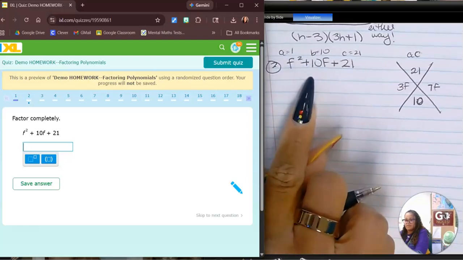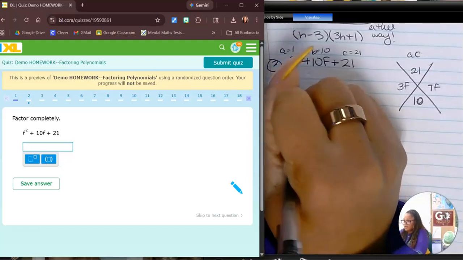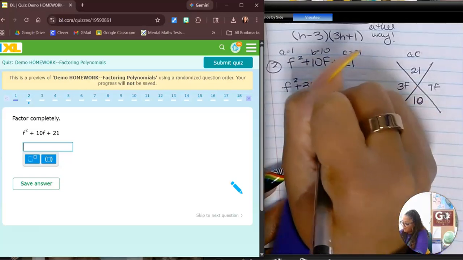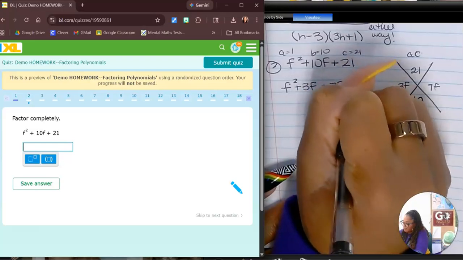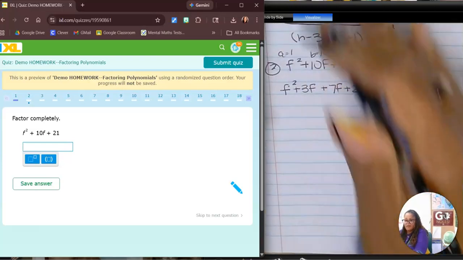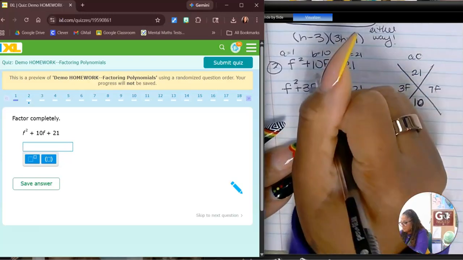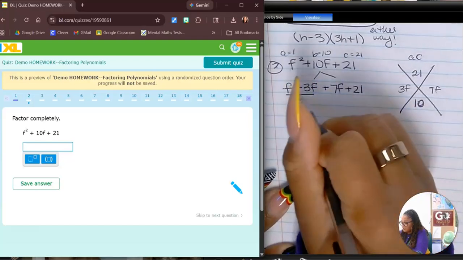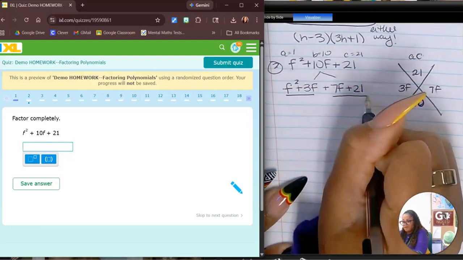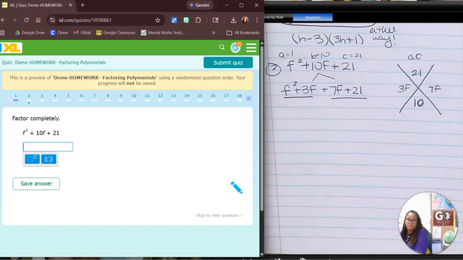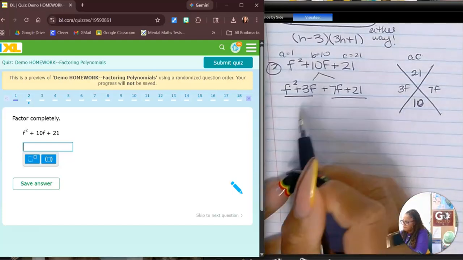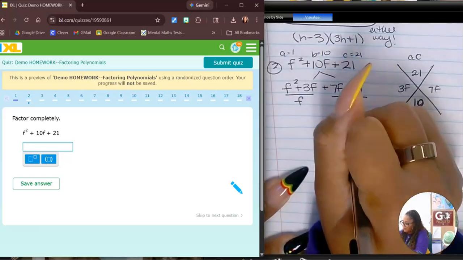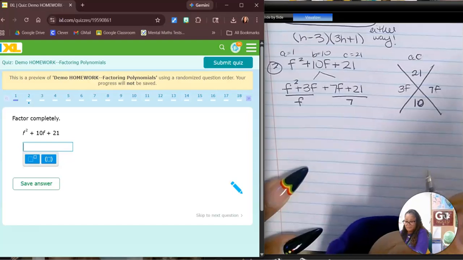So now I'm going to split my middle term, and it's going to be f squared plus 3f plus 7f plus 21. Everything comes down. The 10f is now split. Okay, then I need to divide everything by a term with f and everything by a common factor over here. It's both being divided by common factors. So here we just have f in common. Over here we have 7 in common.